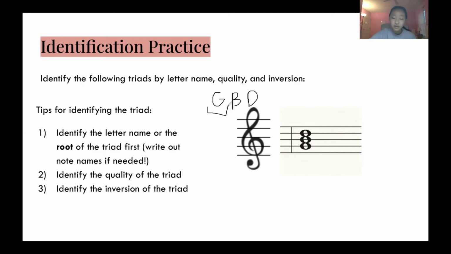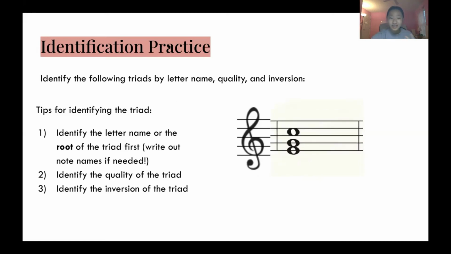And then once you know that, identify the quality of the triad. So we know it's major using the exercise I did before. And then the inversion: we know the root is G and G is on the bottom. The note at the bottom is the root of the triad. So that means that we're in root position. So this would be a G major root position triad. And remember, root position is also written as 5-3.